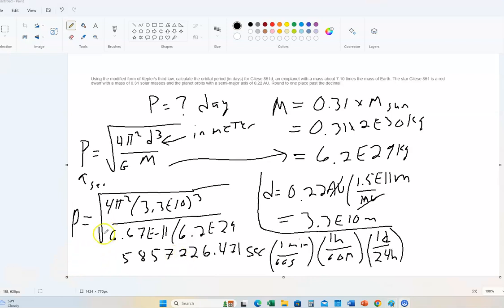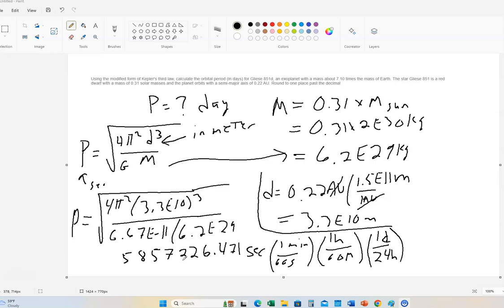When you put all these numbers in here and you take the square root, you get this number right here, which is 5,857,226.471 seconds. And then, of course, there are 60 seconds in a minute, 60 minutes in an hour, and 24 hours in a day. So we take this number, we divide it by 60 squared, and then we divide that by 24. And that'll give us the answer.